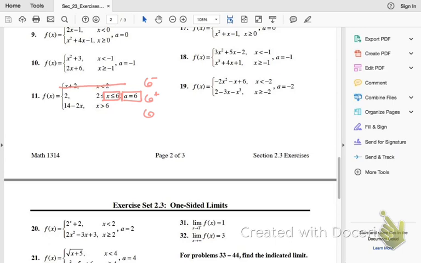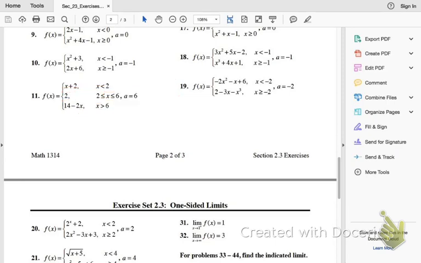So as I approach 6 from the left, that would be specifically 2, because I can't plug anything in. As I approach 6 from the right, this section tells me x is greater than 6. I would plug in 6 here. 14 minus 2 times 6 also gives me 2. If the limit from the left and the right are both 2, then the limit as a whole is 2. And you can write those kind of answers with that notation there as you go through that section.